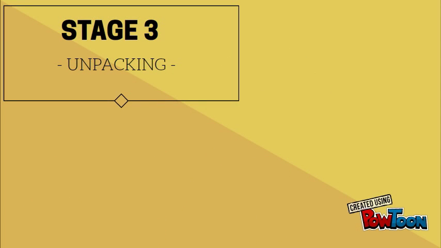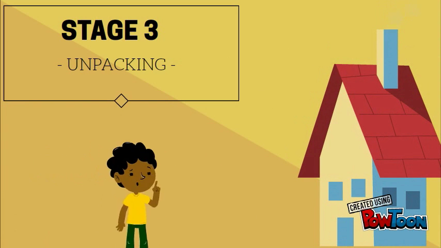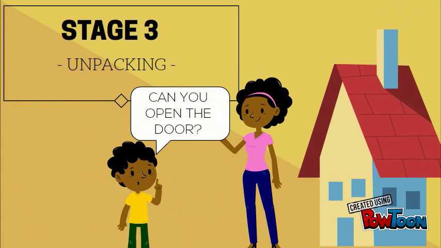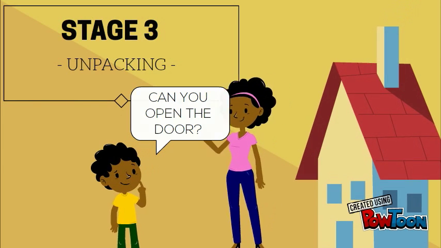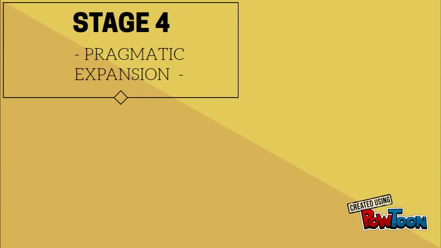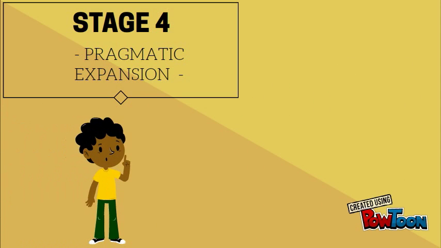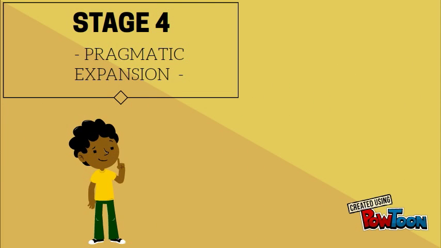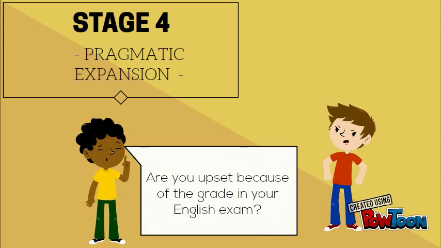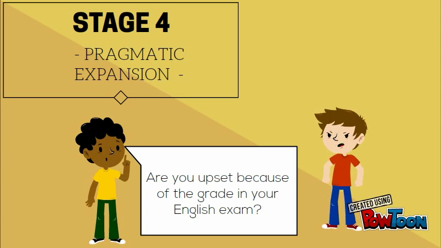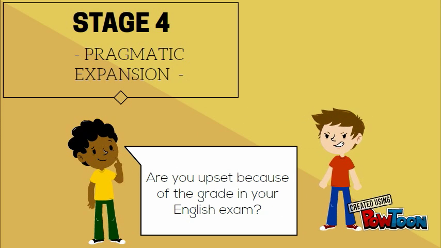Stage number 3. Unpacking. Formulas incorporated into productive language use. Example, can you open the door? Stage number 4. Pragmatic expansion. In this stage, there is an addition of new forms to the repertoire, increased use of mitigation, and more complex syntax. Example, are you upset because of the grade in your English exam?